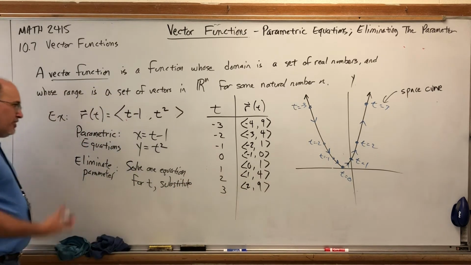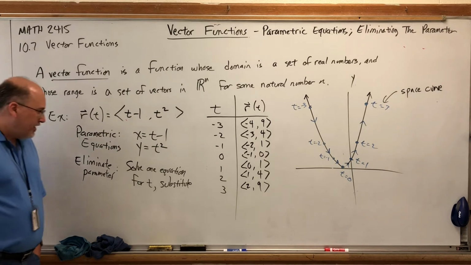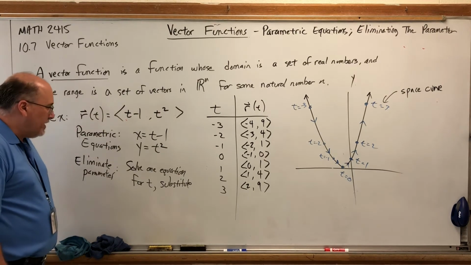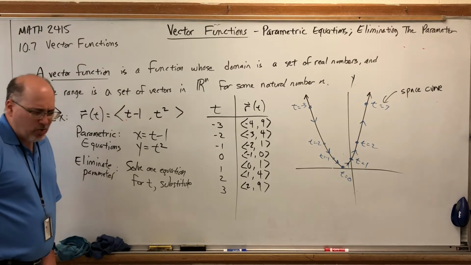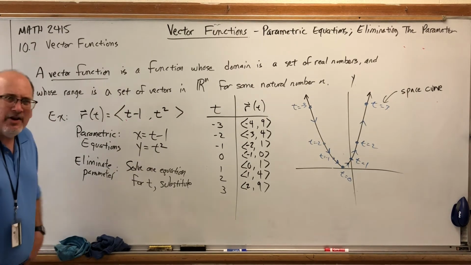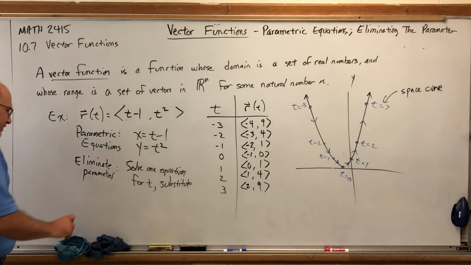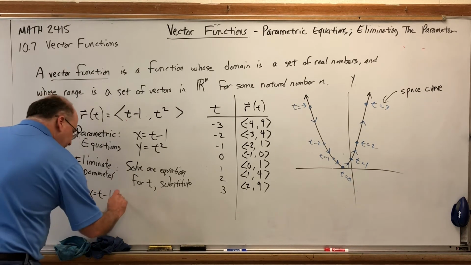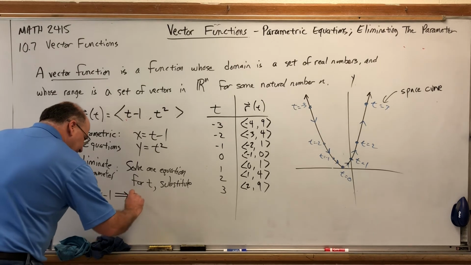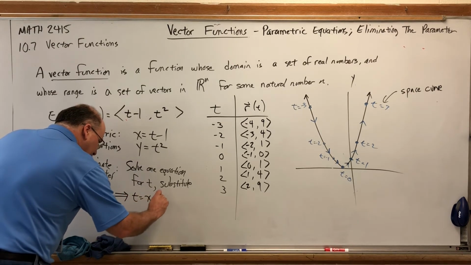So for example, I'm going to solve one of these equations for t. I think the first one, x equals t minus 1, is a little bit cleaner. The other one I would have to square root, break out a plus minus. Not sure if we want to do that. But if I take x equals t minus 1 and solve that for t, that implies that t is equal to x plus 1.